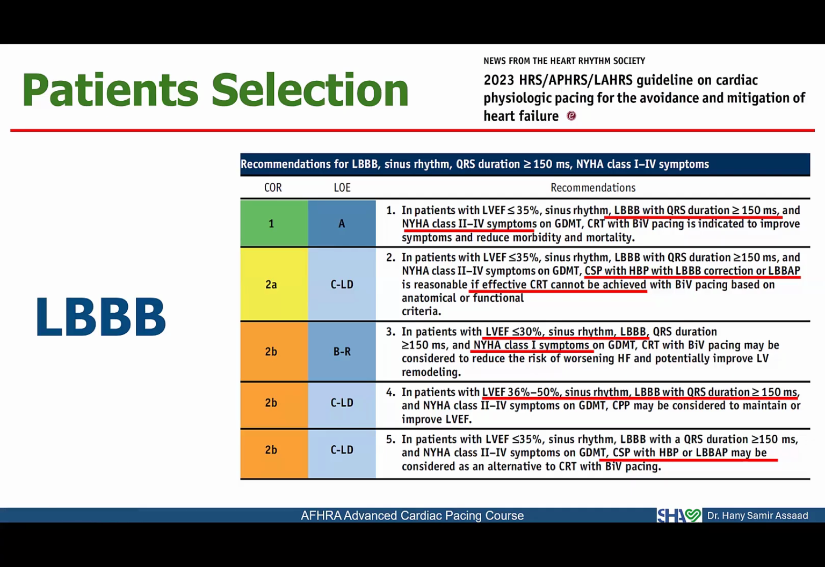Finally, the same goes that if the patient had difficulty, or you want to have an alternate method for cardiac resynchronization and biventricular pacing, you can start with conductive system pacing, but it's a lower level of recommendation, 2B.